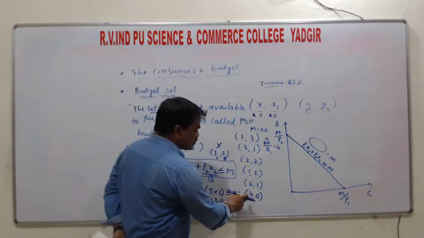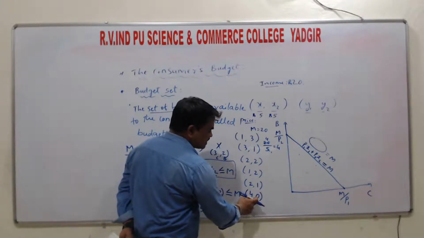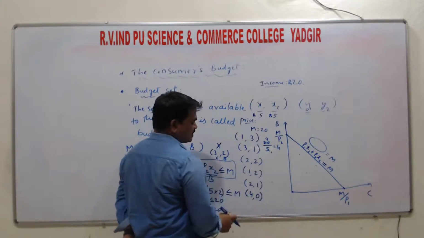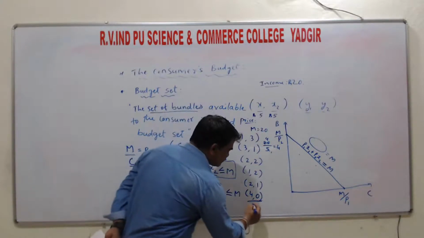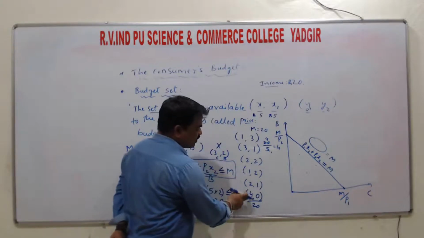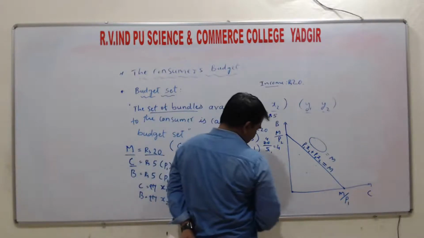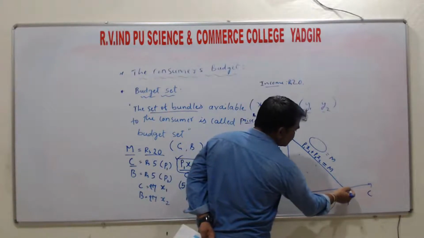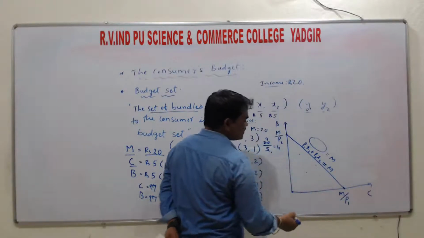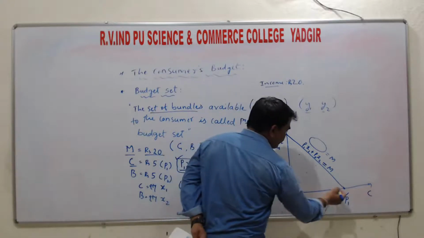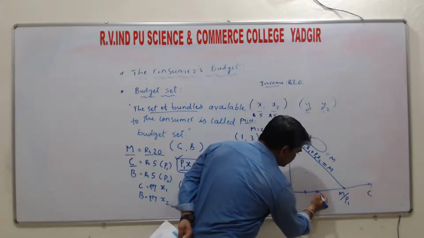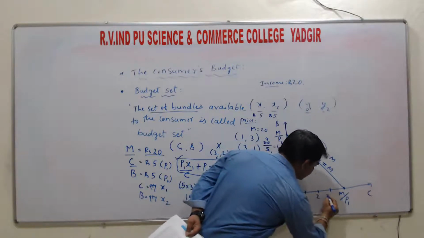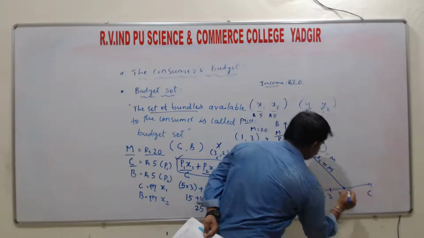Correct? So 4 chocolates, 0 biscuit, then we have a bundle which he can offer with his income. So total of this is 20. Correct? Total of this is 20. That's why the point is on this line. Why is it reaching only the x-axis? Because we have 4, 1, 2, 3, 4. 1 biscuit, 2 biscuit, 3 biscuit, and 4 biscuit.